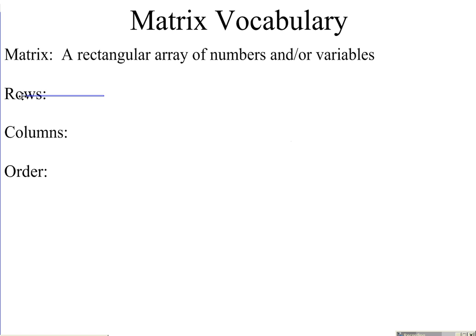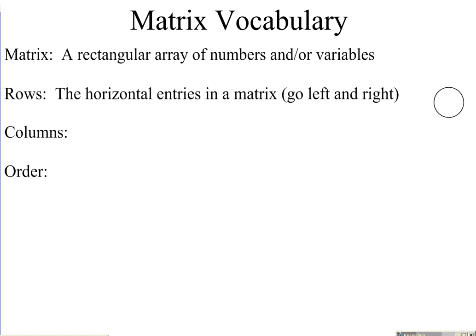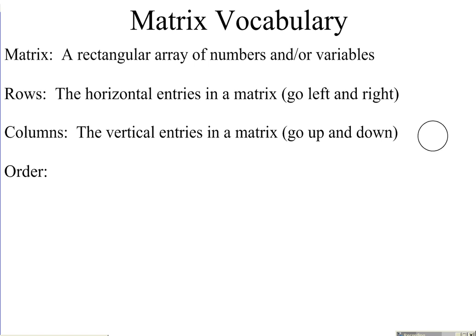Rows in a matrix are the horizontal entries, which means they go left and right. Columns of a matrix are the vertical entries, meaning they go up and down. You have to separate rows from columns. Think of columns on a building. Columns in front of a building go up and down, just like columns in a matrix go up and down.